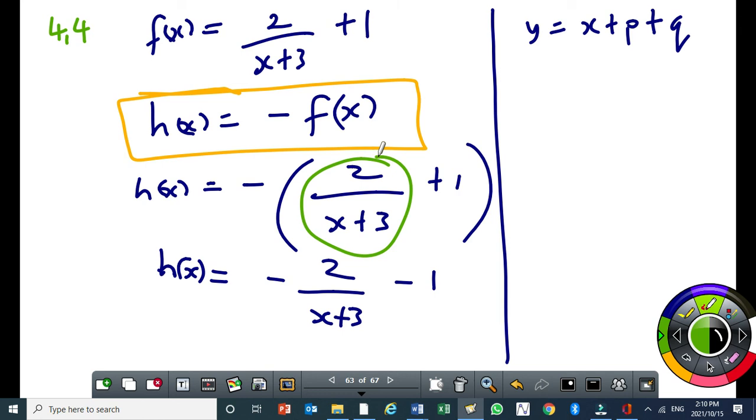Are you following that? Now, I already calculated p. p is equal to positive 3. Do you know what happens when it comes to reflection here? If you are reflecting about the x-axis, the x values don't change. They remain the same, which means the vertical asymptote does not change. But the horizontal asymptote changes. Do you understand that?